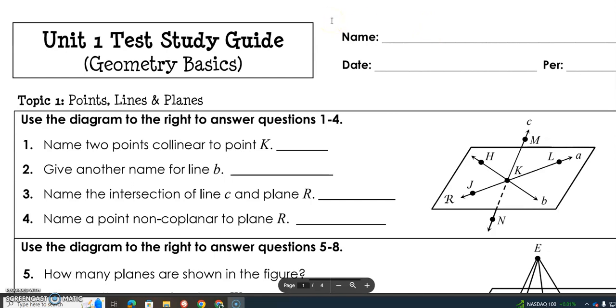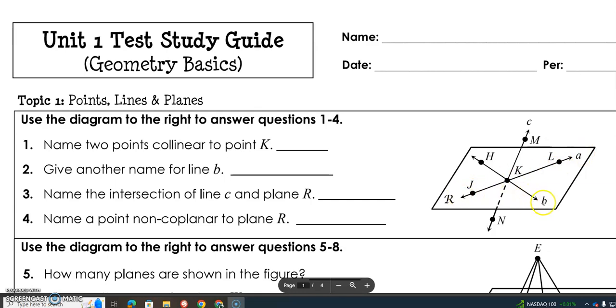Okay, so we're going to be working with this first set of questions 1 through 4 that use this diagram right here where you have a plane. This is plane R. As you can tell, it's got that lovely fancy script capital R identifying it as plane R. And we have two lines that are on that plane, this line here and this line here.